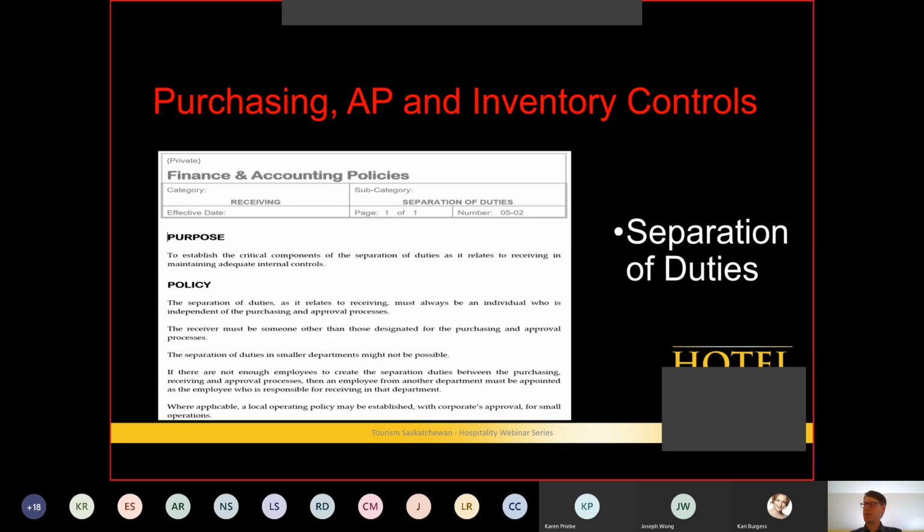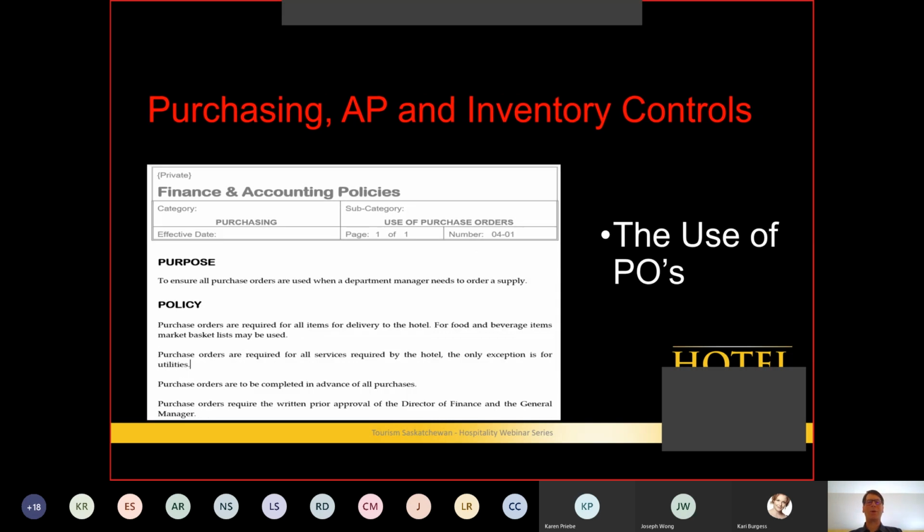So, separation of duties. And finally, the most important critical control for purchasing and accounts payable is the use of purchase orders. I know a lot of hotels don't use them, but if you're not using purchase orders, it means there's no way someone is approving the things that need to be ordered. In order to control your expenses, the purchase order is the key because it's presented to the person in charge of the business, usually the general manager or the director of finance or the department head.